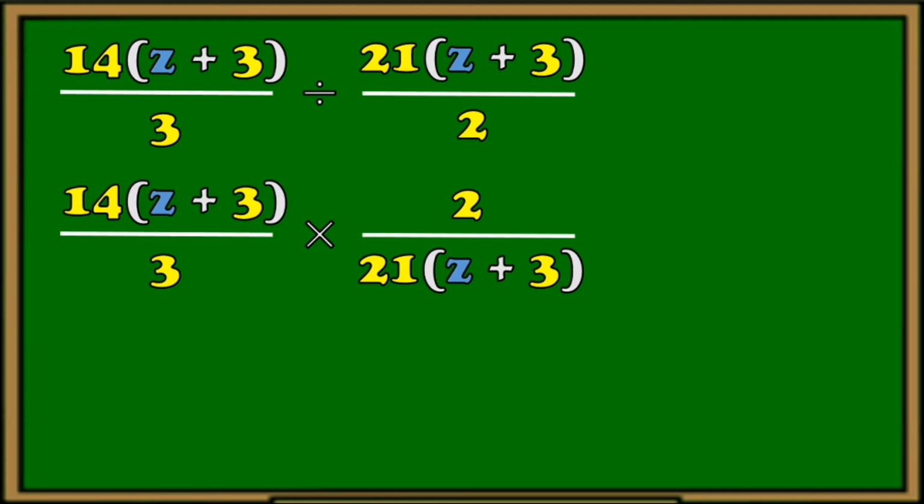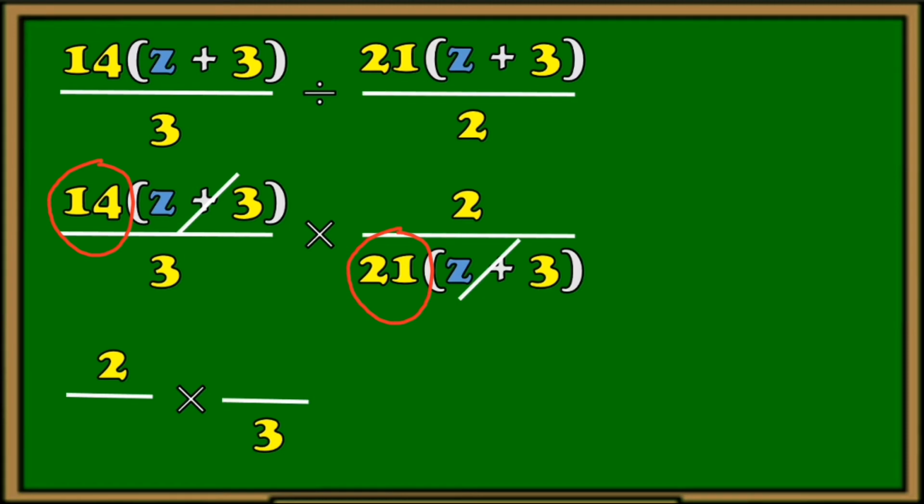Now let's simplify. As you can see, we have z plus 3 on the numerator and z plus 3 on the denominator. We can cancel those two z plus 3. And also 14 and 21 can be simplified. That is 2 and 3. And let's just copy the rest.